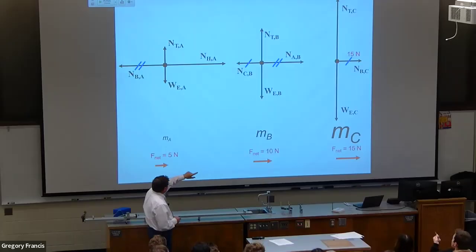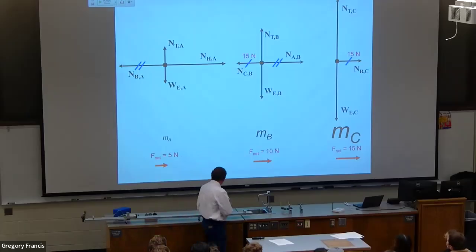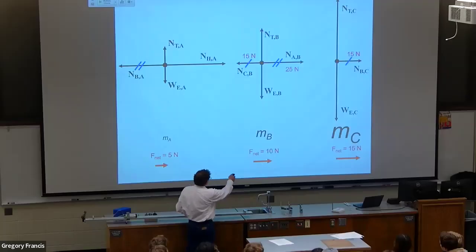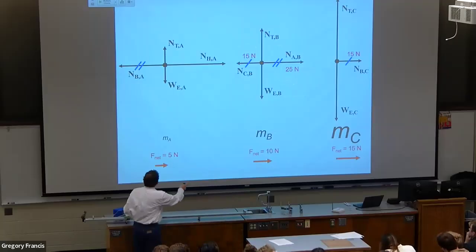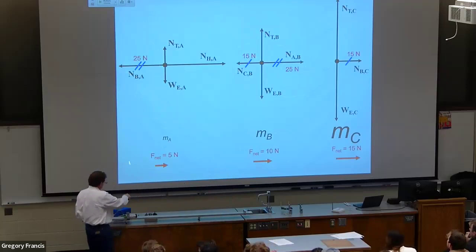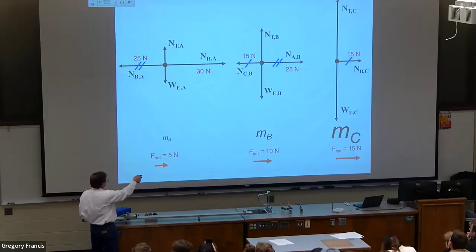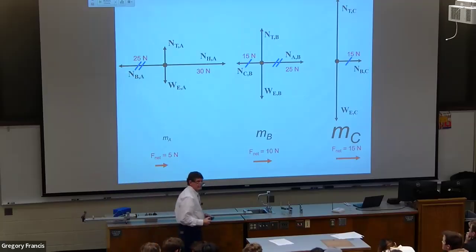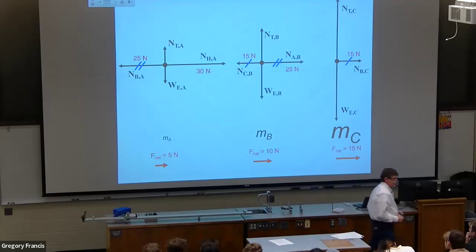If B is pushing on C with 15 newtons, by third law, this is also 15 newtons. This diagram for B has to screen to the right by 10. And so that means this has to be 25, because 25 minus 15 is a screen of 10. If A is pushing on B with 25, B is pushing on A with 25 by third law. This diagram has to screen to the right by 5, so the hand must be pushing by 30, because 30 minus 25 is a screen of 5. That makes sense? That speak to your soul? Okay, good.